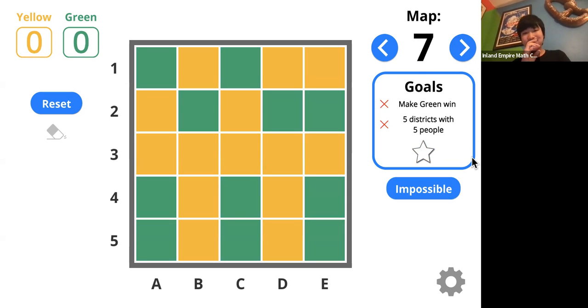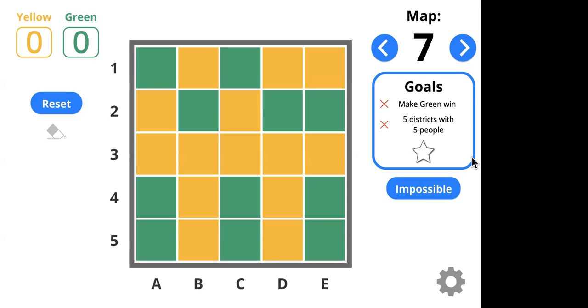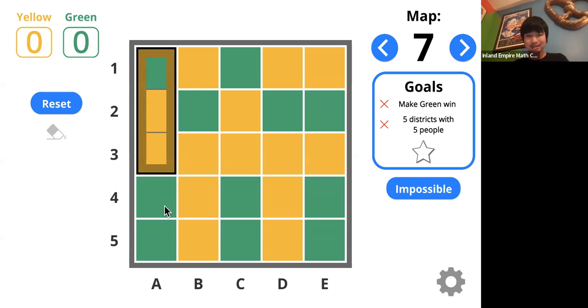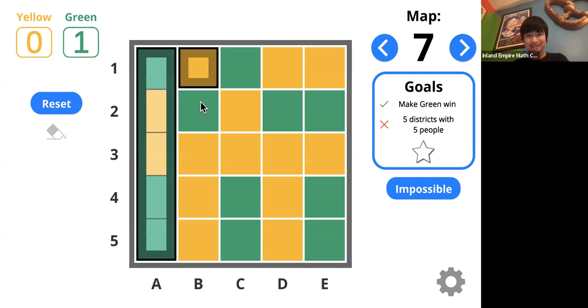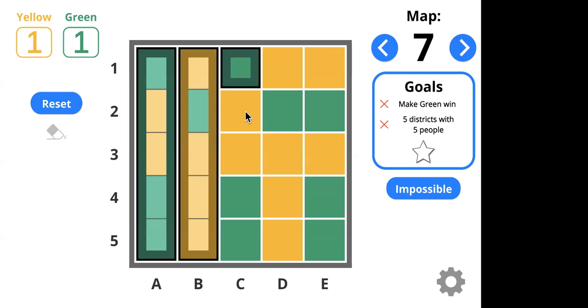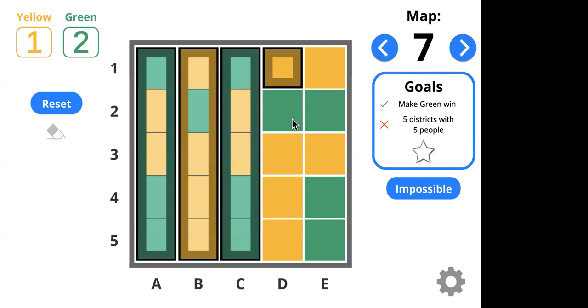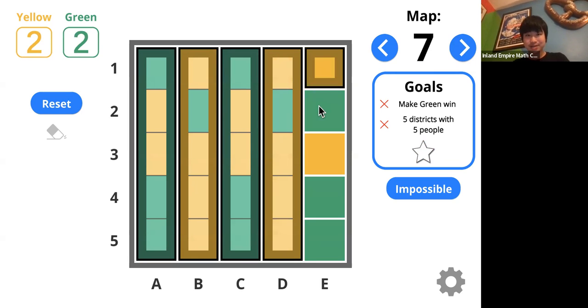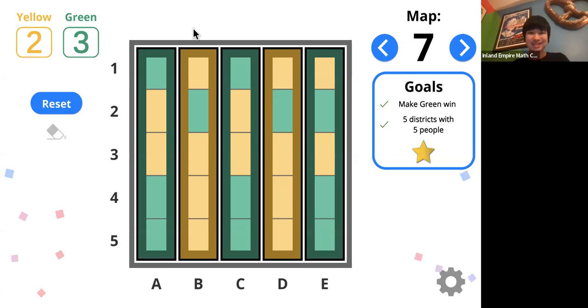So let's think about this one. Wait, can't you just make columns or something? Columns, like this, this, this. Yep.